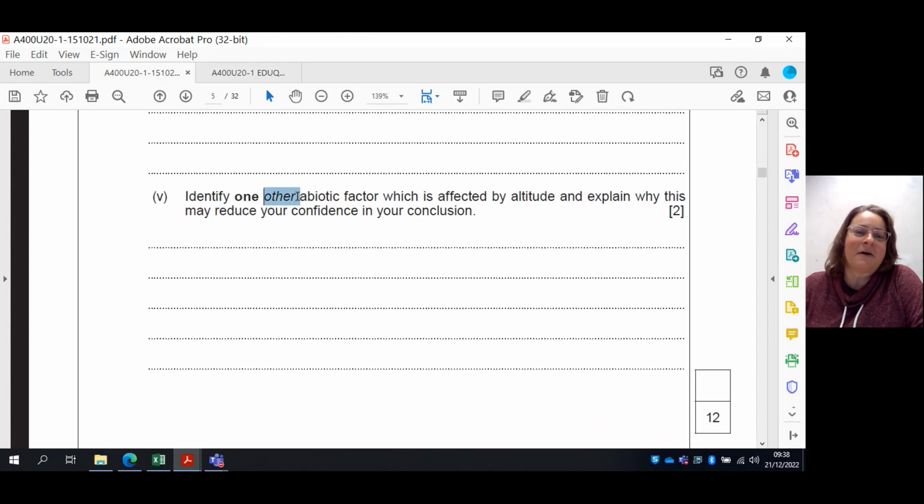Now, identify one other abiotic factor which is affected by altitude and explain why this may reduce your confidence in the conclusion. So you can't have temperature. Identify is the first mark. And then the second mark will be explain why this has a problem with the confidence of your conclusion. The factor you should have identified, and that is something you're going to do with me when we do component 3: the higher up a mountain you go, the thinner the air will feel.